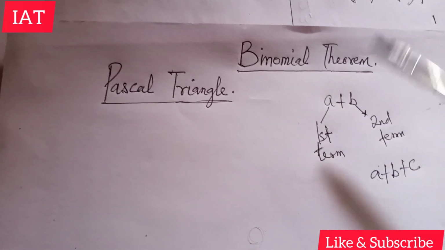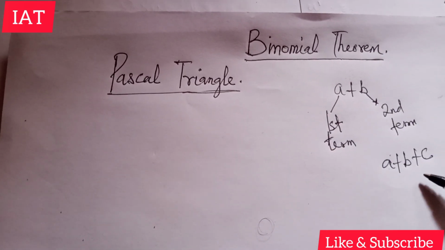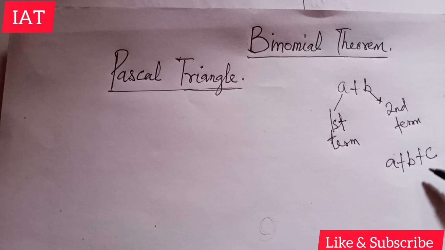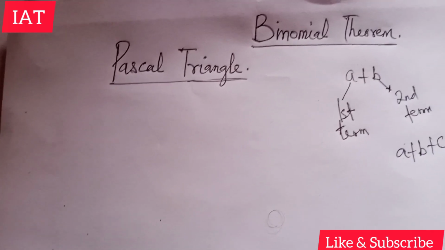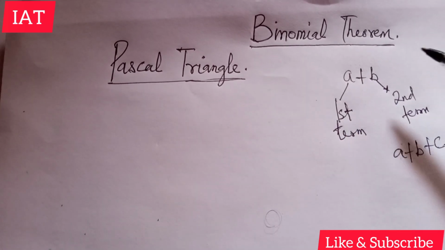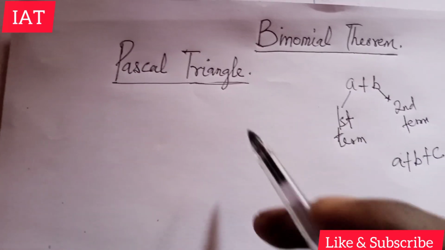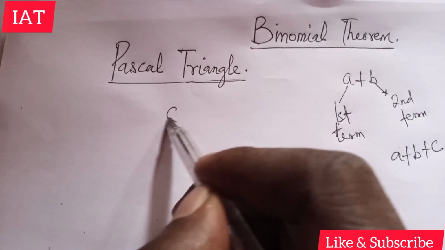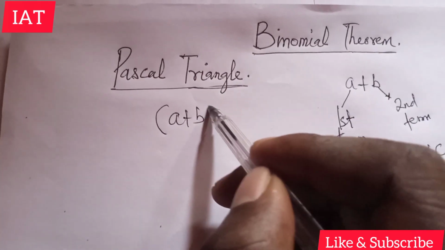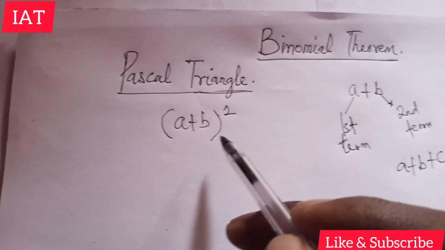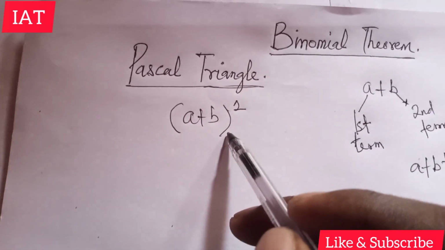Bi means a two-term expression. Tri means a three-term expression, and so on as the case may be. All right, having understood the basics of the binomial, let's set an example. If I have a plus b all squared, what is the implication of this? How do we expand this problem?